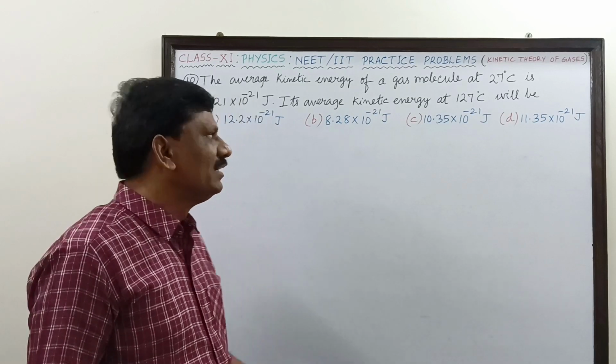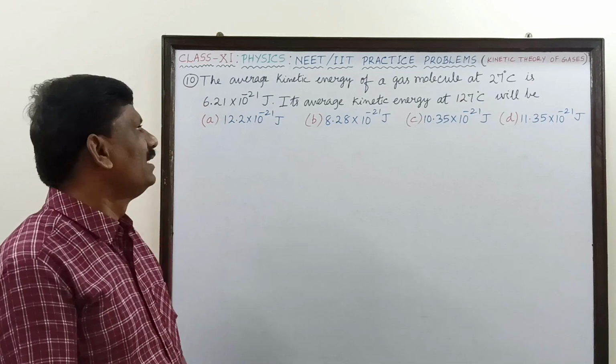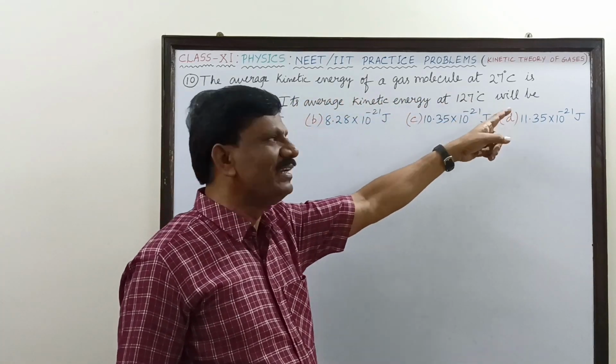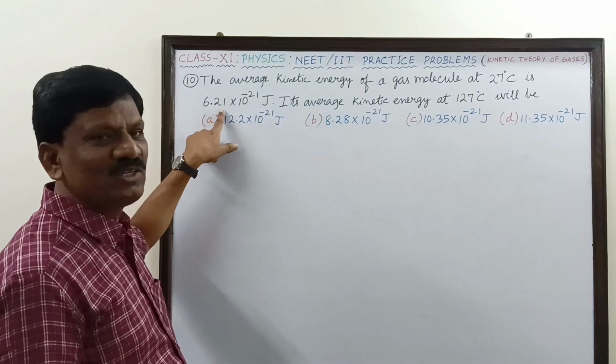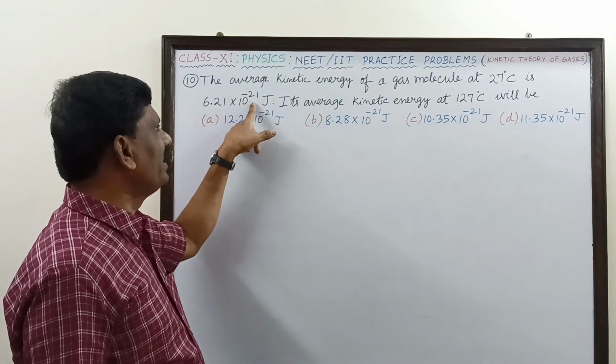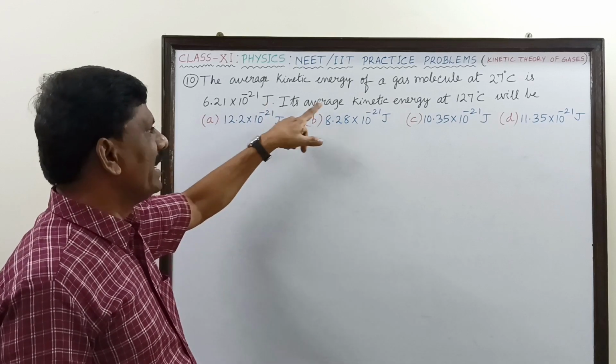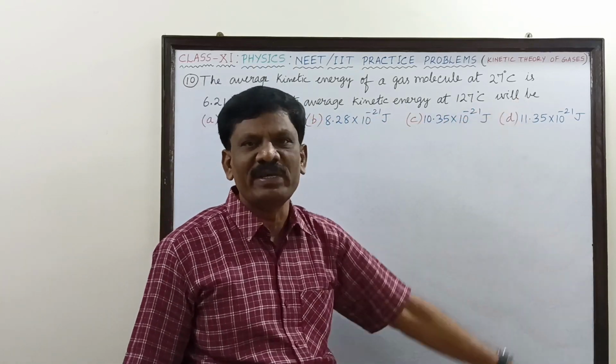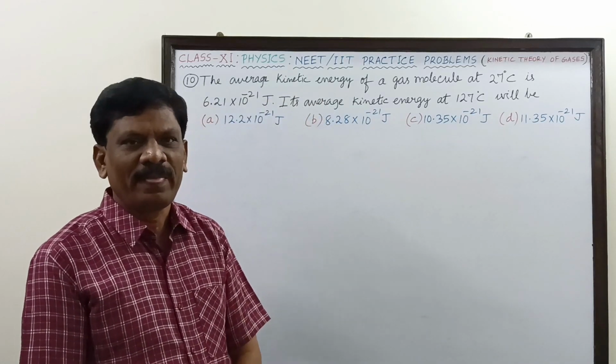Hi students, MCQ number 10. The average kinetic energy of a gas molecule at 27 degrees Celsius is 6.21 into 10 power minus 21 joule. Its average kinetic energy at 127 degrees Celsius will be to be determined.